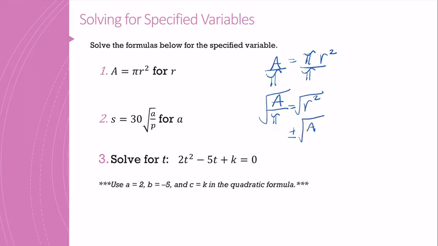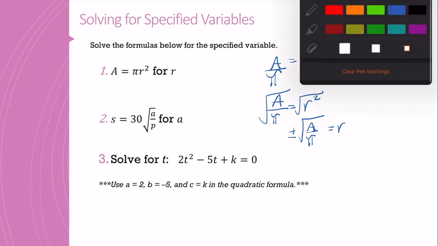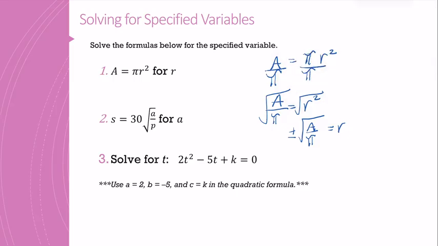And remember, when we take the square root, we have to take plus or minus the square root. So plus or minus the square root of A over pi is going to be our r, since the square would go away. And if we think about it a little further, we know that radius r, this is the area of a circle, can only be positive, so we could ignore the plus or minus. It's really just only going to be plus. So that's how we solved problem 1.